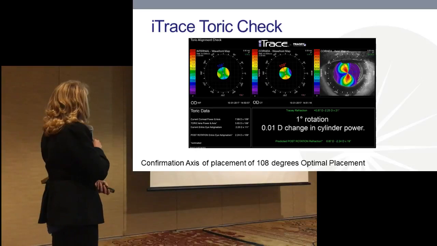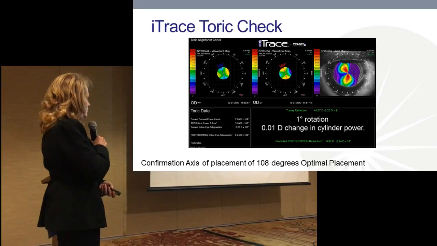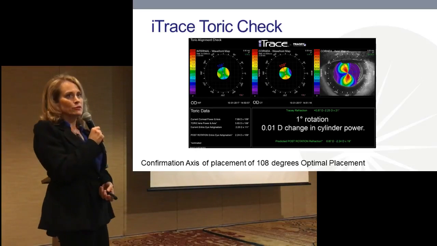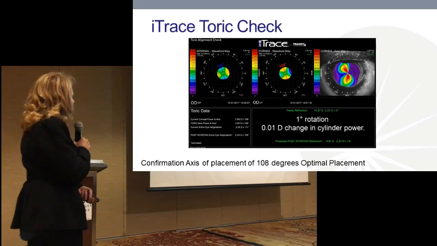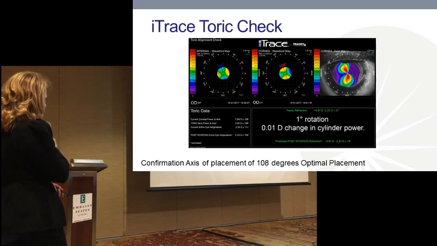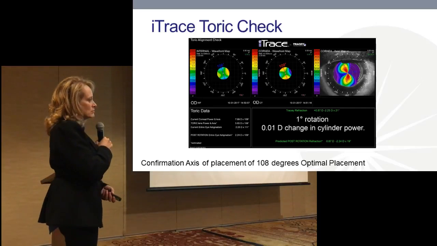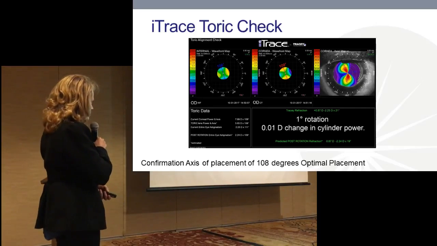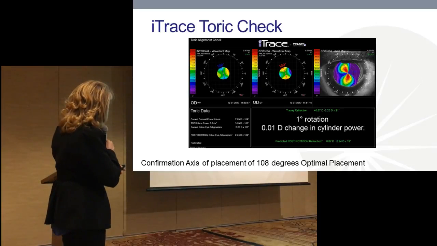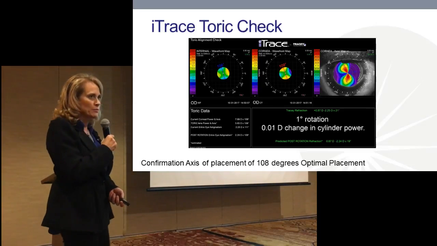And we can then look and see, is the toric where we wanted it to be? It confirms the axis of 108. Really, 1 degree of rotation is what would be recommended, and that would only result in 0.01 diopters of change in cylinder. So a happy patient, happy outcome.